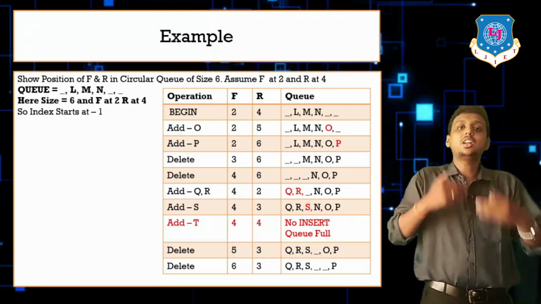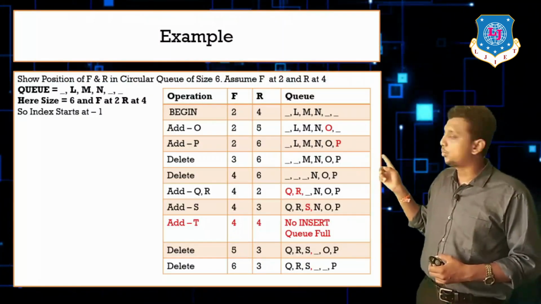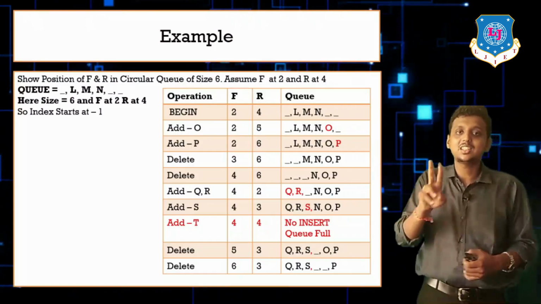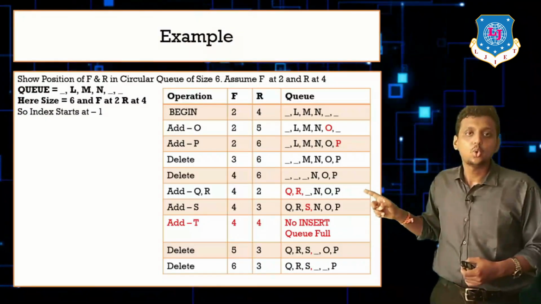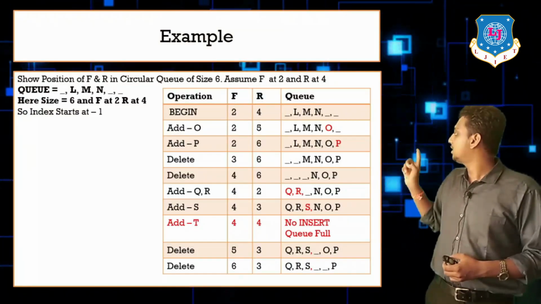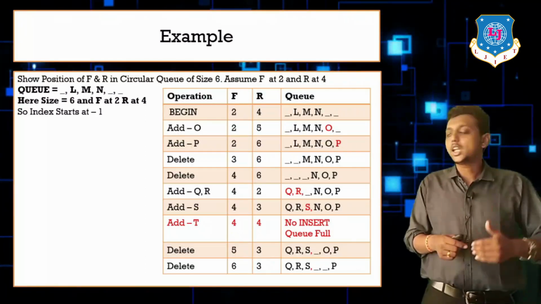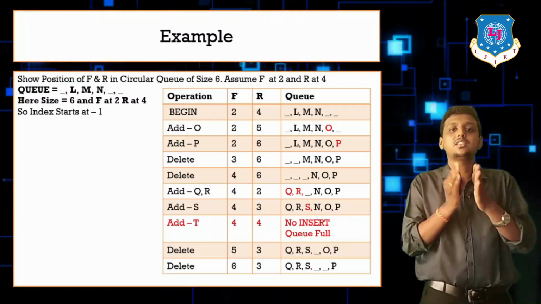When you are inserting something, your rear pointer is incremented. It will move from 4 to 5. So the only change is in the rear pointer position. See the second line: the rear pointer is at 5, front remains at 2, and O is inserted. Next is add P. Again the rear pointer is incremented, rear is at 6, front is at 2.